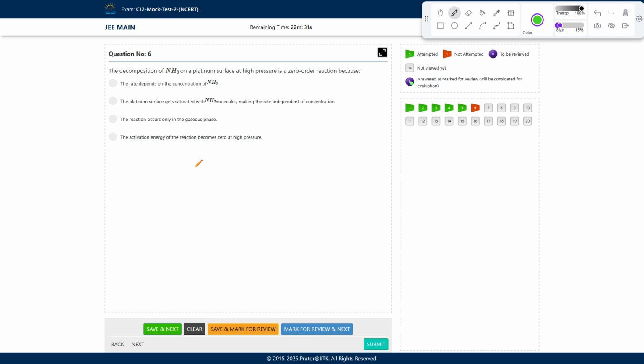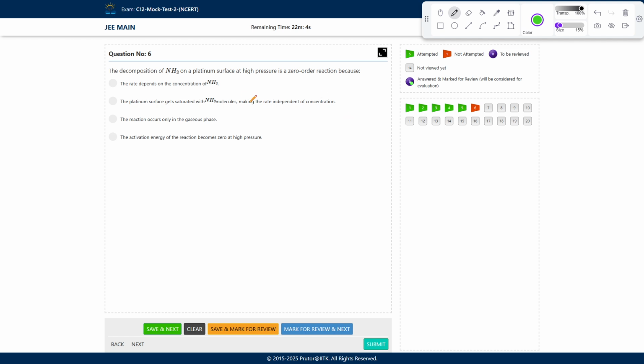Activation energy tells you about the relationship between the rate constant and the temperature difference mainly. Okay, and that means that this fourth option is also going to be eliminated from our list. The remaining is option B. The platinum surface gets saturated with ammonia molecules, making the rate independent of concentration.